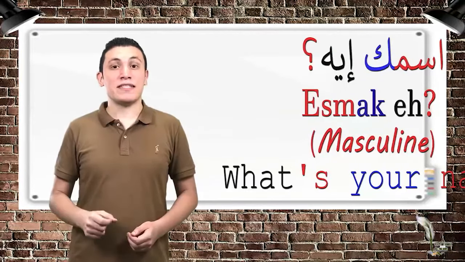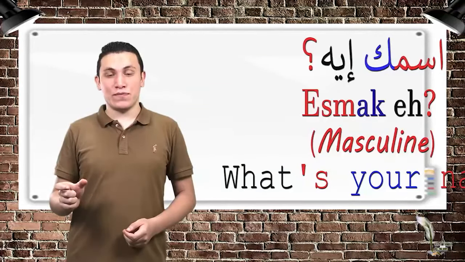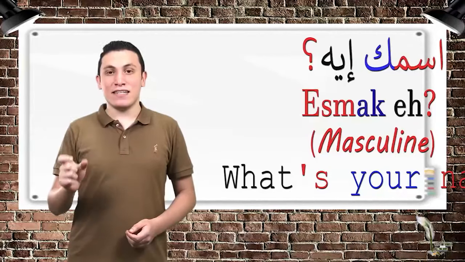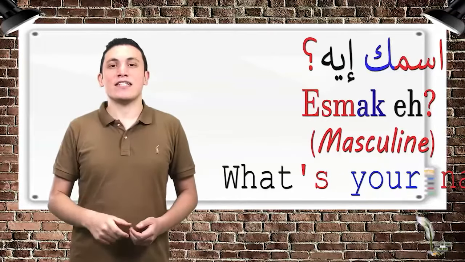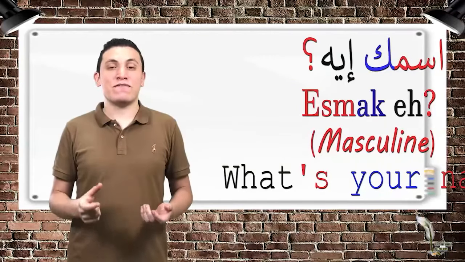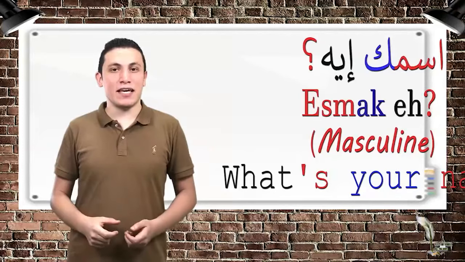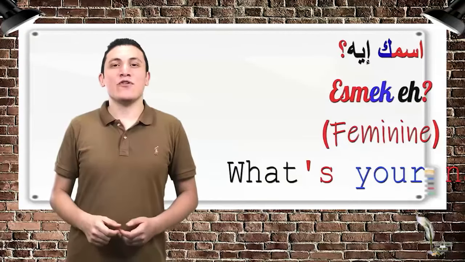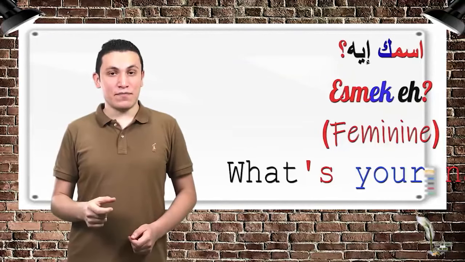Es means name. Ak means your, masculine singular. A means what. As you can see here, we don't use the verb to be in the present tense. What's your name? اسمك إيه? To a male. If you are asking a female, it would be اسمك إيه?